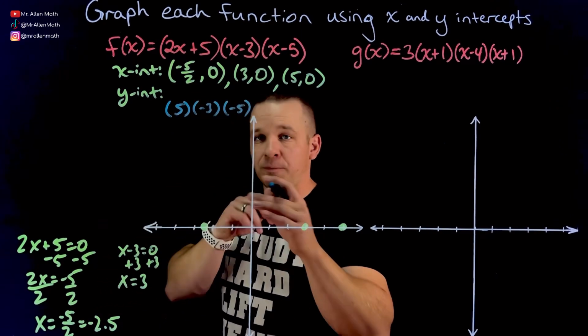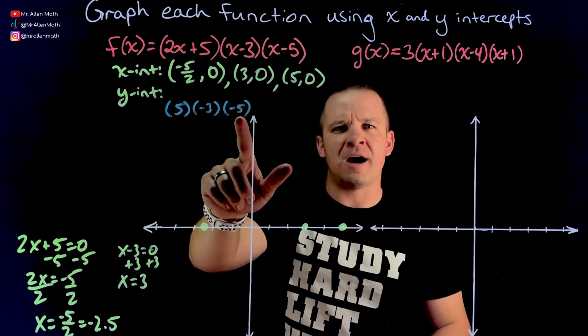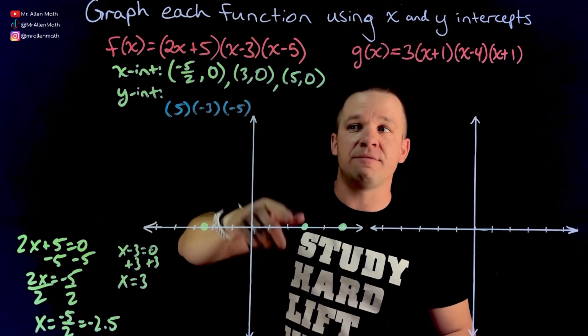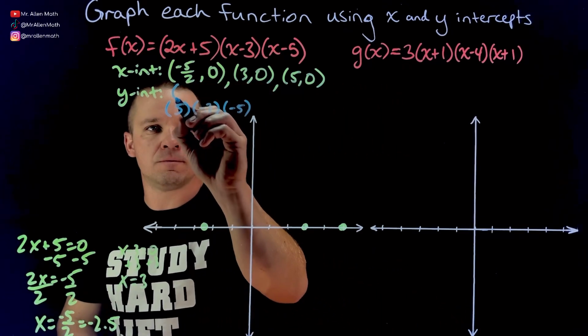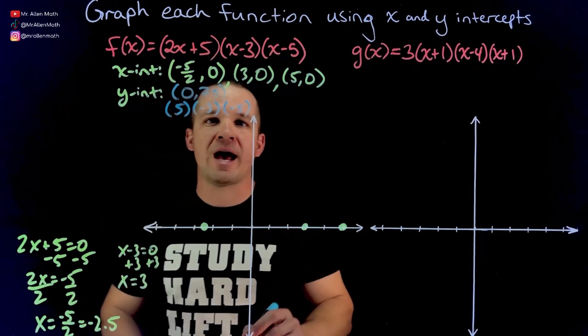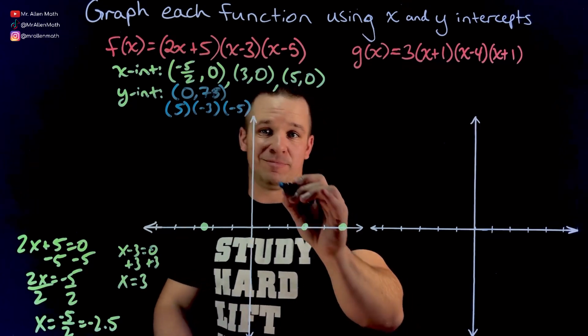So now I just need to multiply those three together. Well, let's see here. I like 5 times negative 5. That's a negative 25. Times negative 3 would be positive 75. So 0, comma, positive 75, that is my y-intercept. Okay. So as you can see, that does get kind of out of hand there.